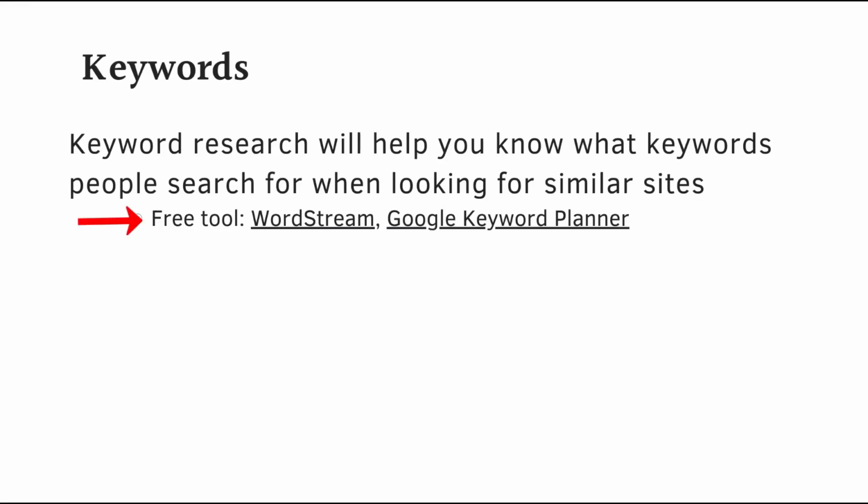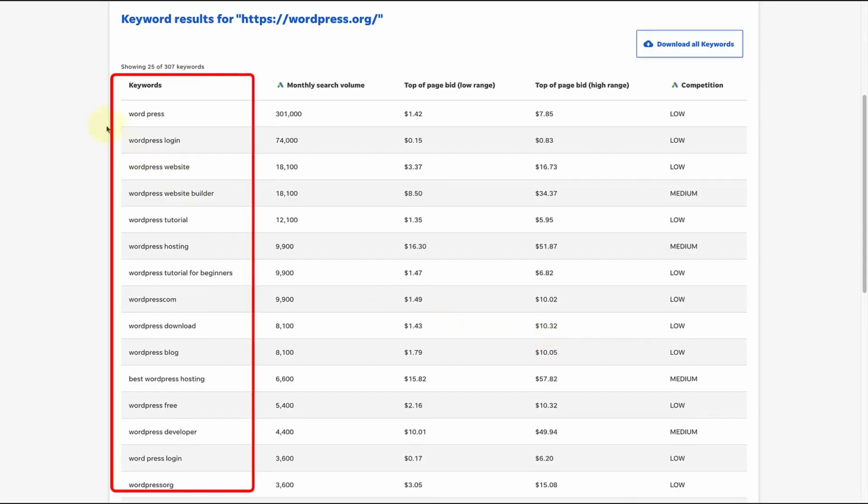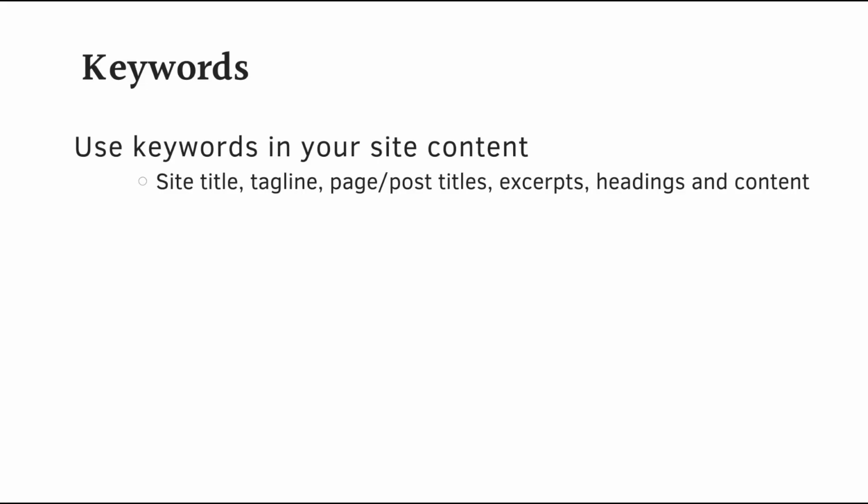You can use free tools such as WordStream or Google Keyword Planner to find those keywords that you can use in your content. The way you would go about finding keywords is to type the domain name of sites that are similar to yours. This will give you a hint of what words people use to search content on that site. Once you have identified these keywords, use them in your site's content.